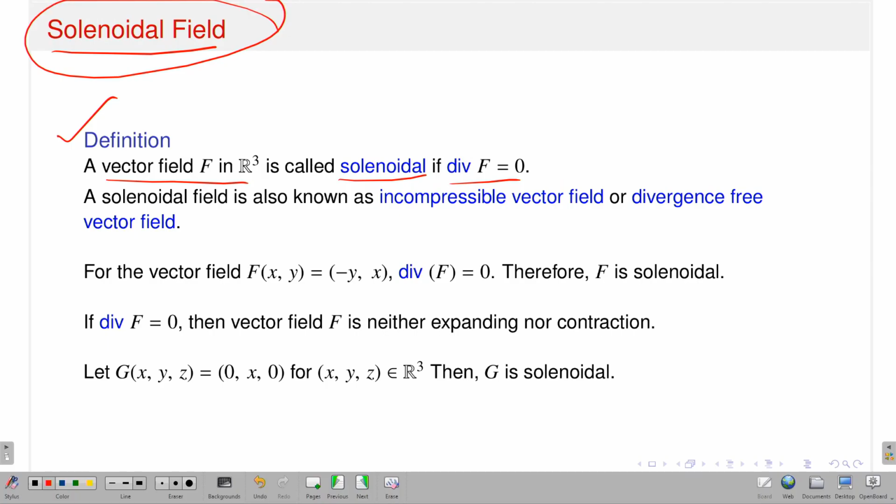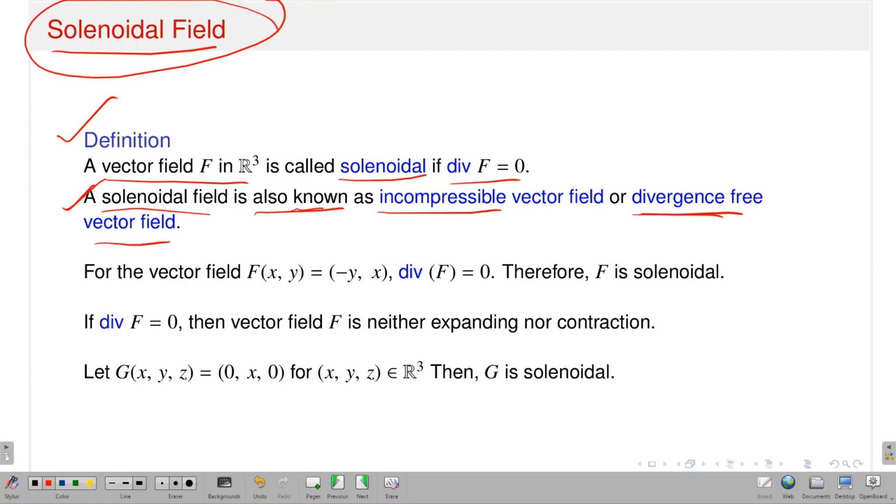So, this is a vector field. If I calculate the divergence, and it is 0, then I will say that this is a solenoidal field. A solenoidal field is also known as an incompressible vector field or divergence free. You can see it is divergence free because divergence is 0. That is another way people can say it: a solenoidal field is also known as an incompressible vector field or the divergence free vector field.